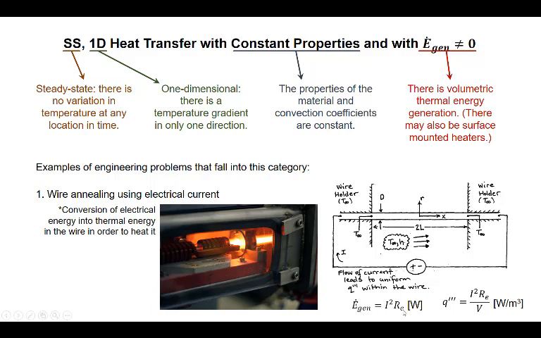That generation rate is given by I squared times the electrical resistance, R sub E. I is the electric current, R sub E is the electric resistance. This is the total rate of generation of thermal energy. The volumetric rate is the rate divided by the volume of the wire. It has units of watt per cubic meter. This is one example where electrical energy is being converted into thermal energy.